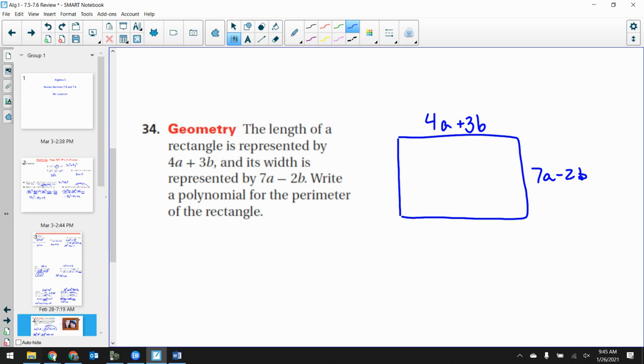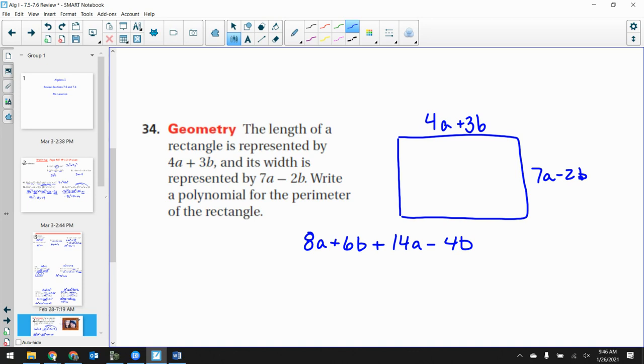2 times the length, 8a plus 6b, plus 2 times the width, 14a minus 4b. Double the width, double the length, and add them together. Is that the same thing as adding up all the sides?